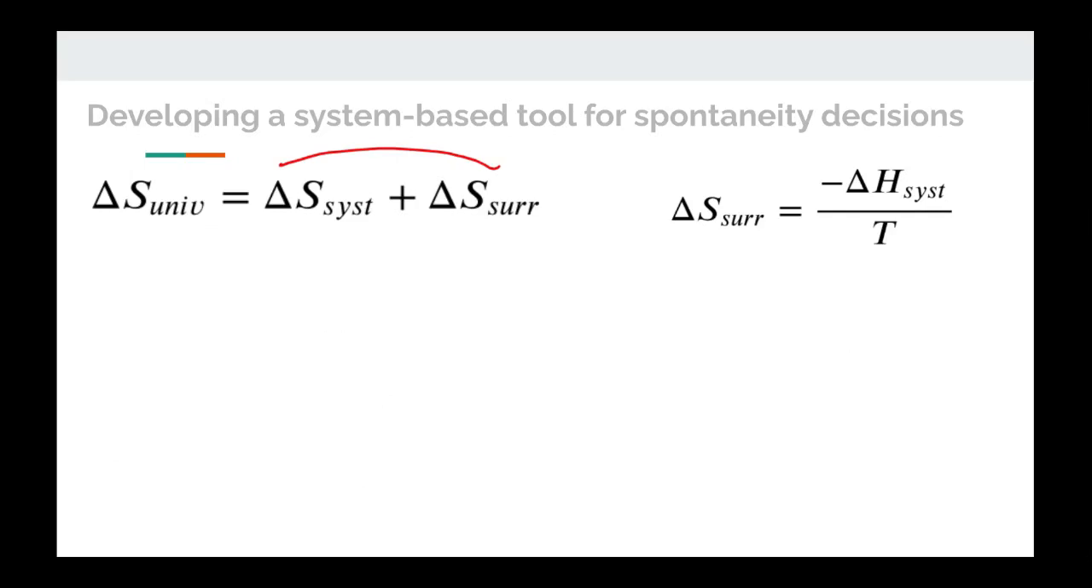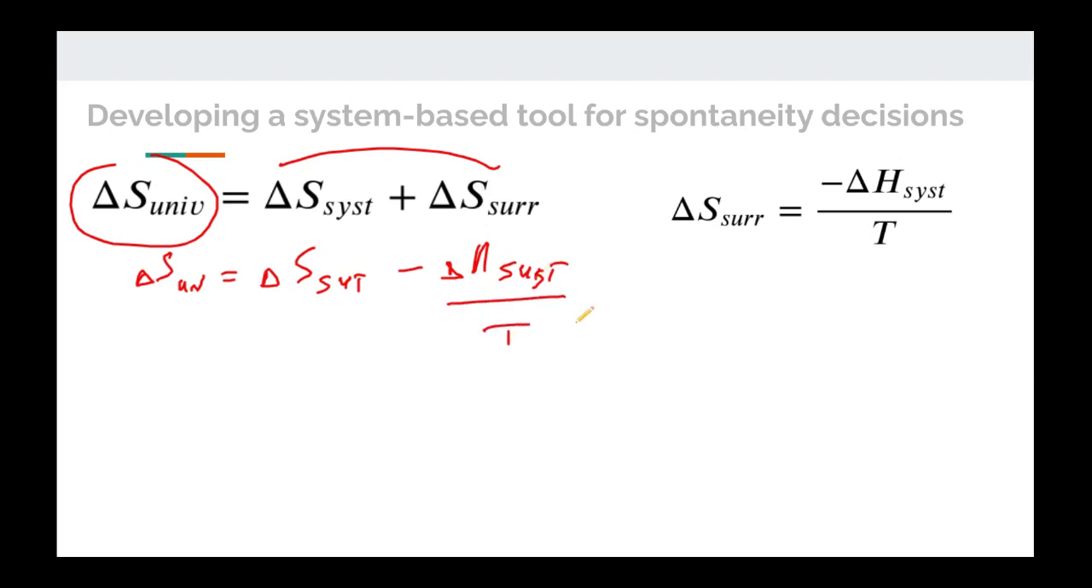So remember, the sum of the entropy change for the system and the entropy change for the surroundings has to be greater than 0 for this to be spontaneous. That's the entropy change for the whole universe. It has to be positive for every spontaneous event that occurs. If we know now that delta S surroundings is equal to minus delta H of the system over T, we can make a substitution here. So that means that the delta S for the universe is equal to the delta S for the system minus delta H for the system over T.